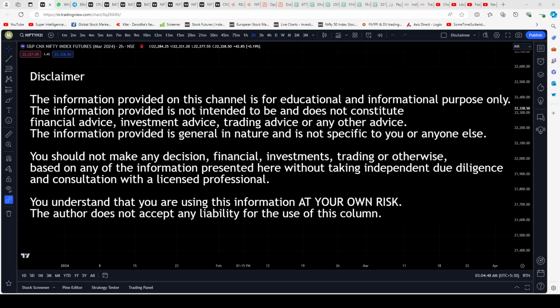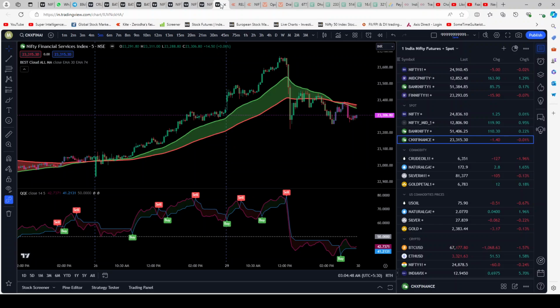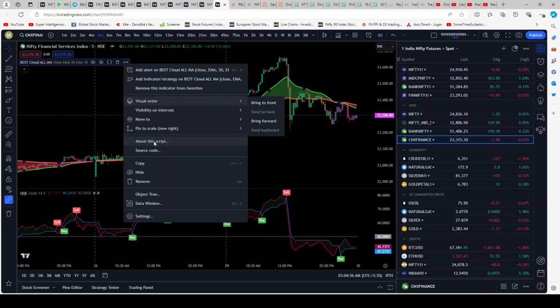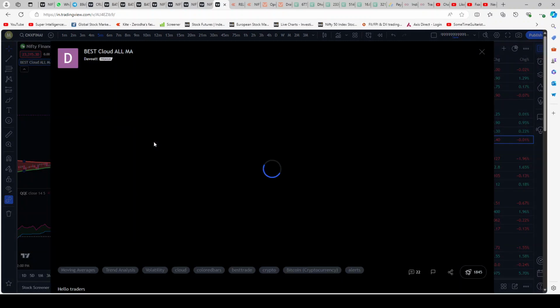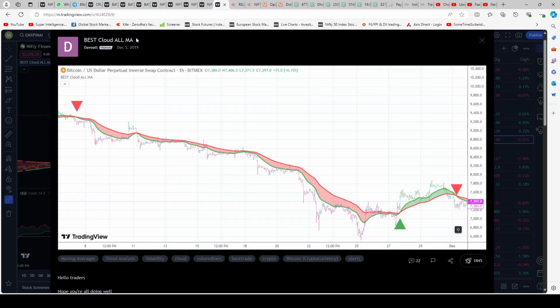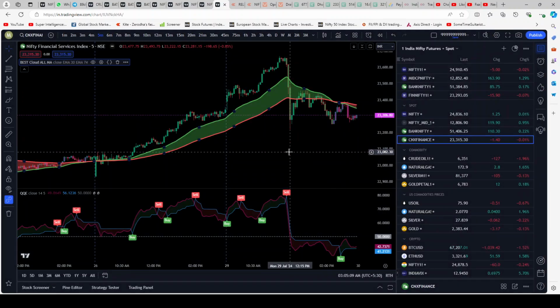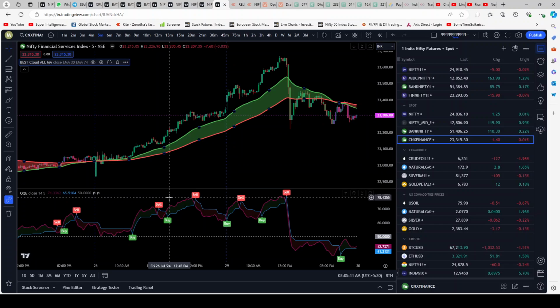So the indicators that we'll be using today are only 2 indicators. The first indicator is called Best Cloud All MA. Let me show you the name of the indicator. It is Best Cloud All MA. The author is Davet, and I'll leave the name of the author for both the indicators and the indicator name in the comment section below and pin it so that you have no difficulty finding it.